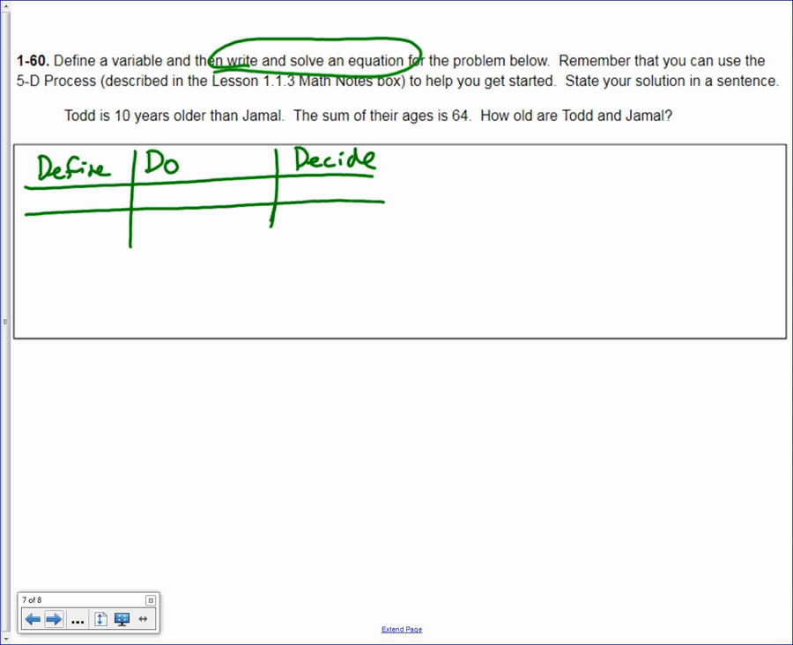So if I read my problem, I can fill it in as I go. It says Todd is 10 years older than Jamal. The sum of their ages is 64. How old are Todd and Jamal?